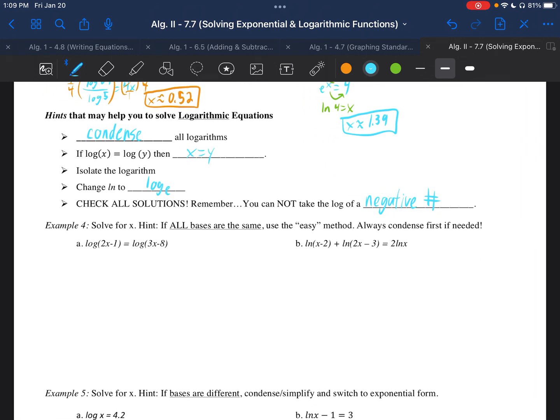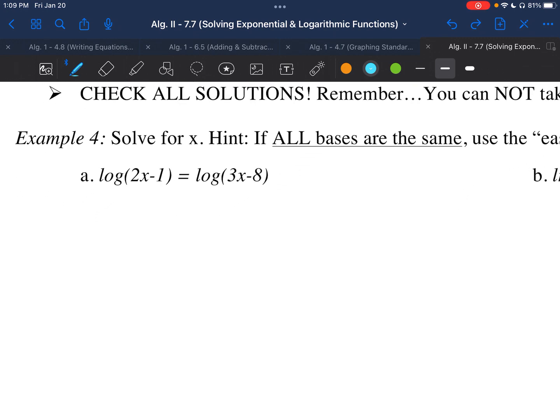Now, example 4, we're solving for x. Now, remember, hint, if all bases are the same, that's this one right here, then use the quote-unquote easy method where the things inside, the things we're taking the log of, are just equal to each other. And condense first if needed. So, on A, log of 2x minus 1 is equal to log of 3x minus 8. So those are the same base of 10, the invisible 10 you don't see.